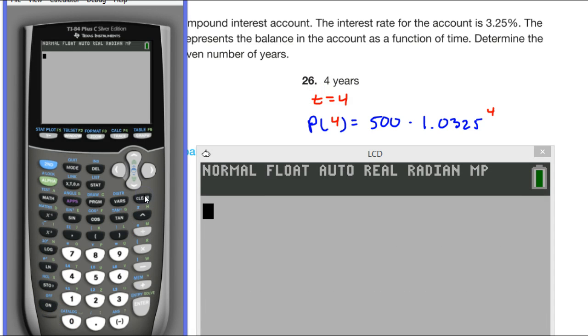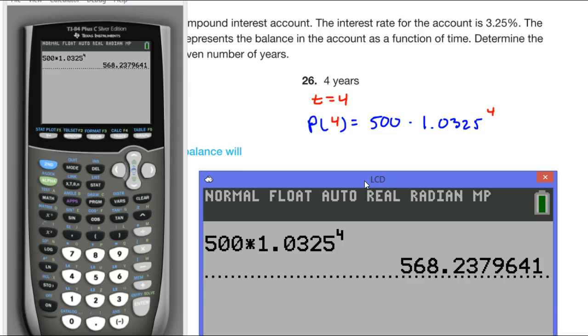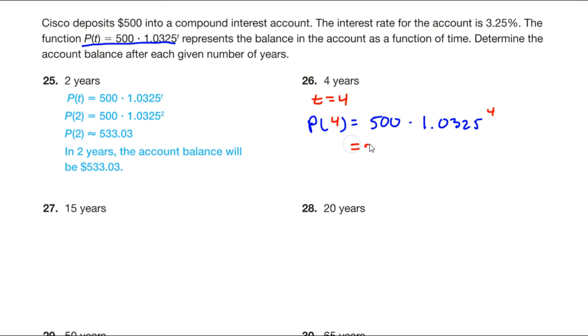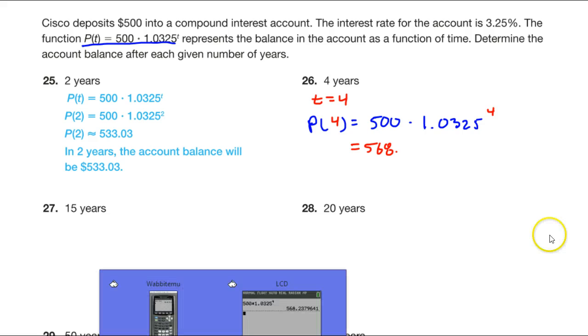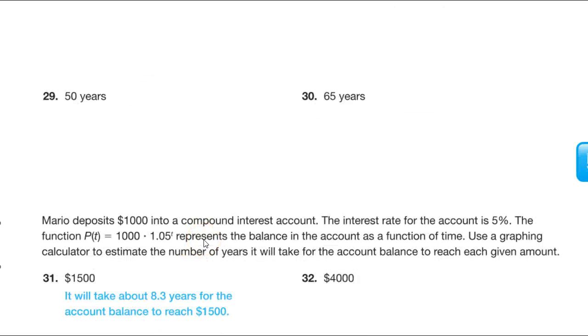So if we do so, we get 500 times 1.0325 to the power of 4 for 4 years. And our final amount is $568.24 if we round off. So we get $568.24. And we're done. And all of the problems here are the same, 25 through 30.